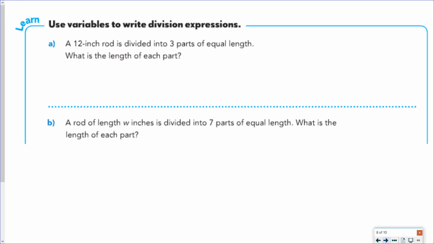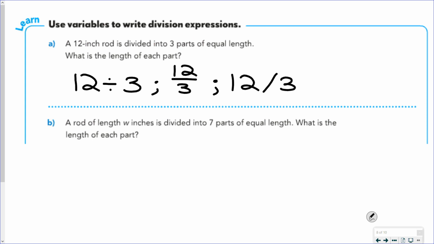Just like the other operations, we can write expressions for division. A 12-inch rod is divided into 3 parts of equal length. What is the length of each part? So again, you don't want to write 4, but you'd write 12 divided by 3. You could also write division in the form of a fraction, or you can use a slash. A rod of length w inches is divided into 7 parts of equal length. What is the length of each part? So that would be w divided by 7, w over 7, or w slash 7.